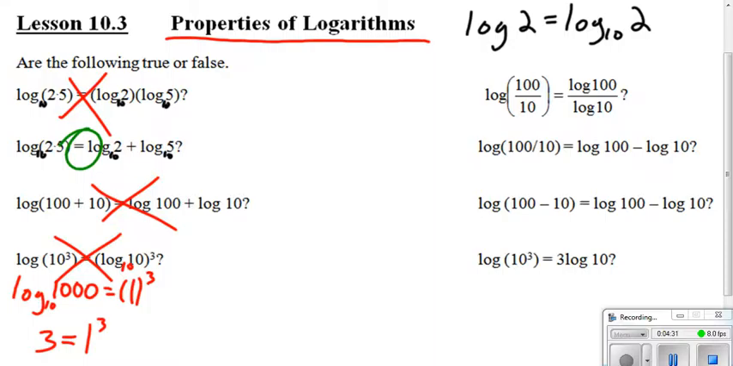So if we come up to the other side here, log base 10 of 100 over 10. Again, 100 over 10, we could just call this 10. Is the log base 10 of 10 equal to the log base 10 of 100 over the log base 10 of 10? Do that on your calculators. It does not work.